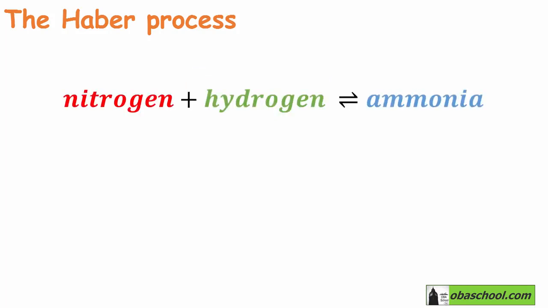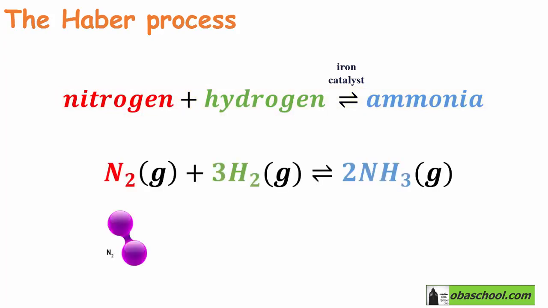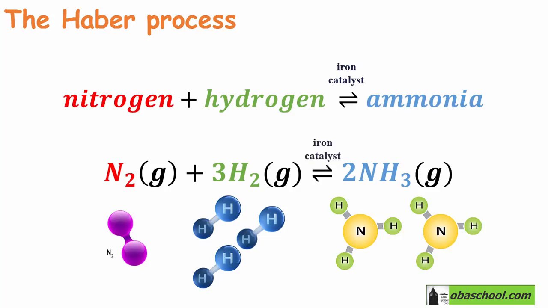The chemical equation for the production of ammonia is as follows. Nitrogen plus hydrogen will produce in a reversible reaction over iron catalyst ammonia. So this is the word equation. Let's write now the chemical equation. N2 gas, so don't forget the state symbols, plus 3H2, which is a gas as well, will produce in a reversible reaction, and again don't forget to write over here iron catalyst. They will produce 2NH3, which is gas as well.